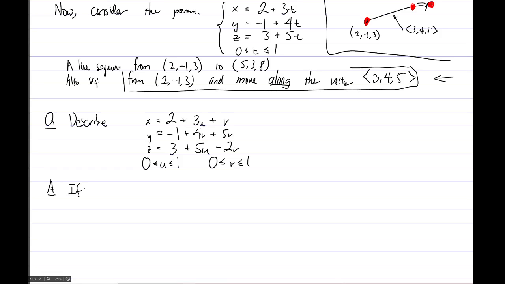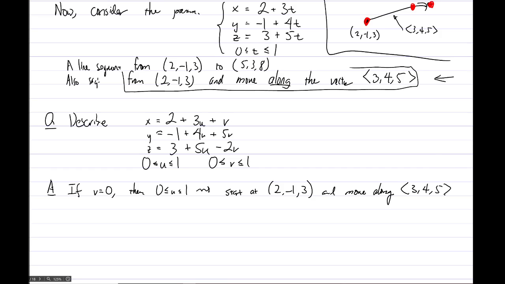Now, here's the thing. Let's just go with v equal to 0. Let's just, for a moment, fix v equal to 0. In other words, let's describe the grid curve for the situation of v equals 0. Then u ranging between 0 and 1 is really this, right? What are we looking at here? We would start at the point (2, -1, 3) and move along the vector (3, 4, 5) as we had just drawn a picture of up there.